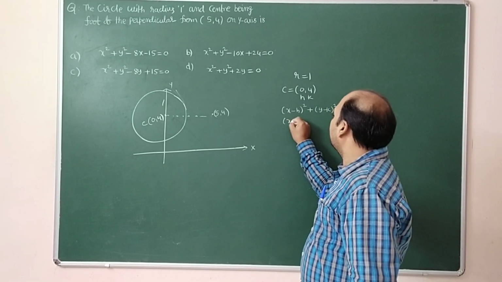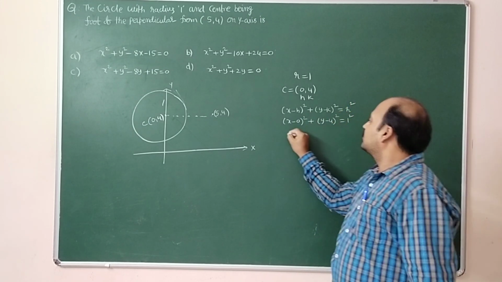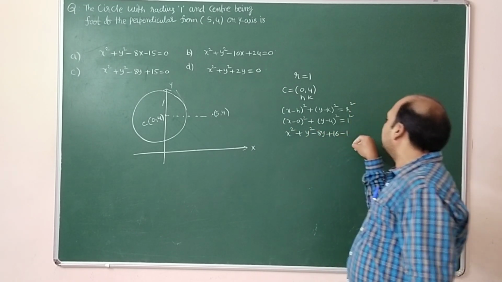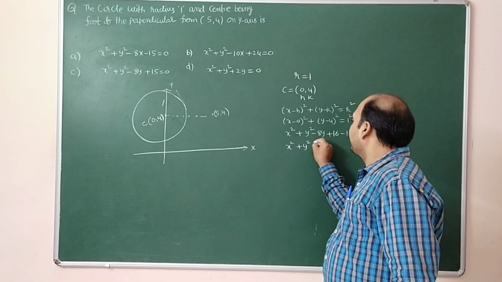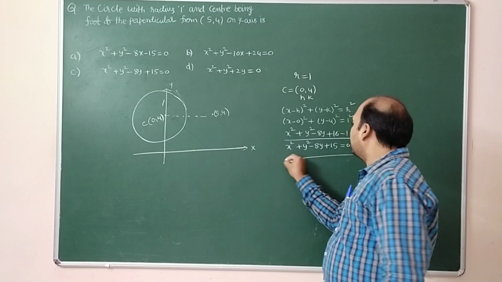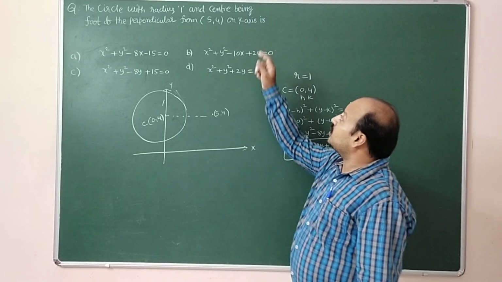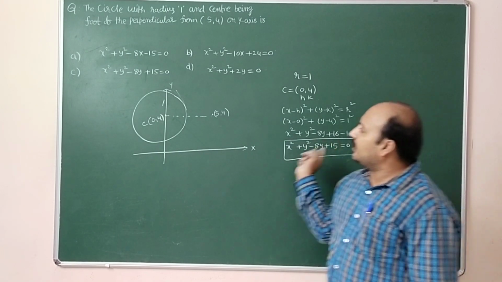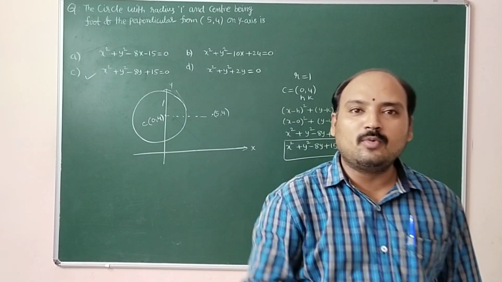So x minus 0 whole square plus y minus 4 whole square is equal to 1 square. So x square plus y square minus 8y plus 16, 1 square we are taking this side, minus 1. So x square plus y square minus 8y plus 15 equal to 0. This is the required equation of circle whose radius is 1 and foot of perpendicular of 5, 4 being a center, that is 0, 4. X square plus y square minus 8y plus 15 equal to 0, which is there in the third option. We will move to the next.